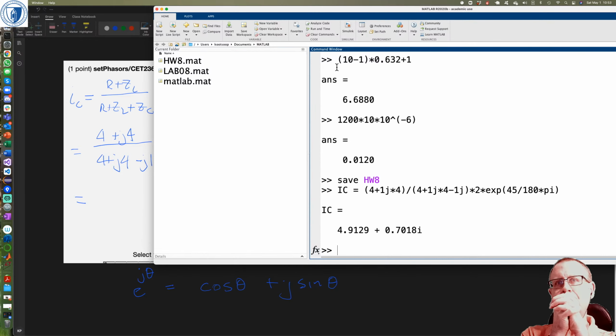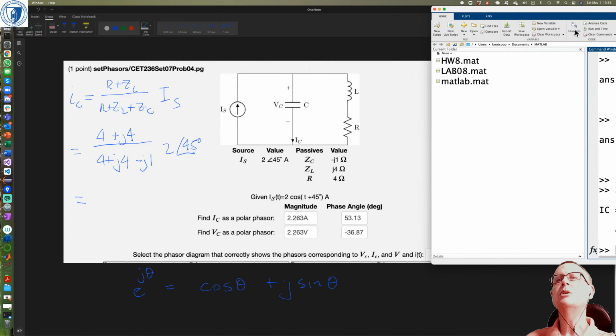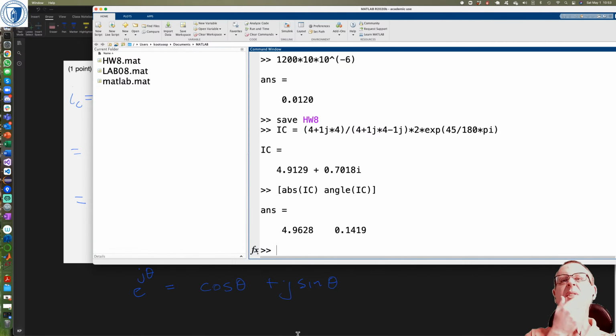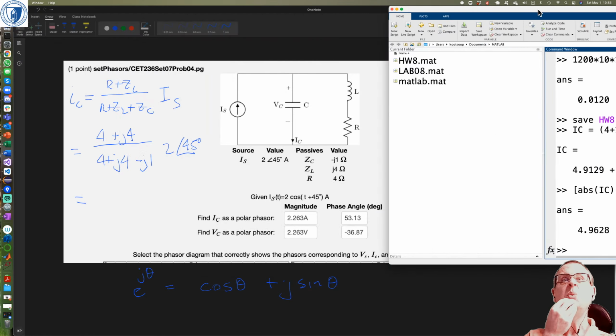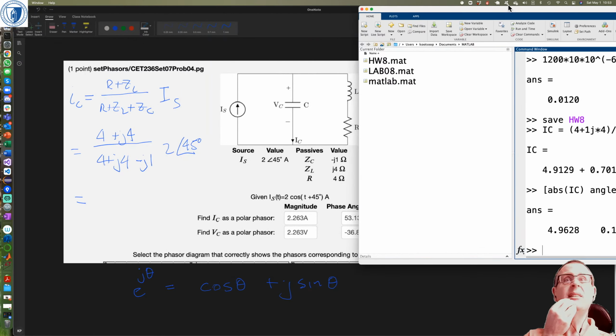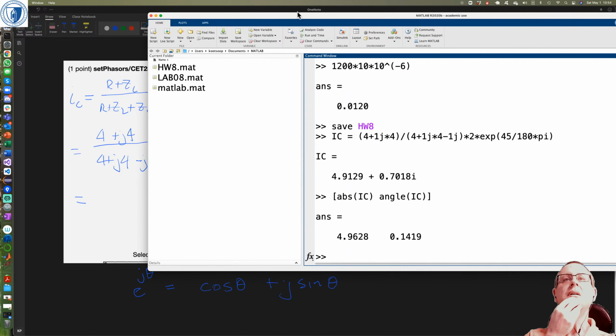Okay, so that's the current in rectangular form. What do we need it in? We need it in polar form. So absolute value of IC, angle of IC, and we want the angle in radians, so 4.9628. And it's not what it's got there. Why is it not what it's got there? What have I done wrong? 2 angle 45?